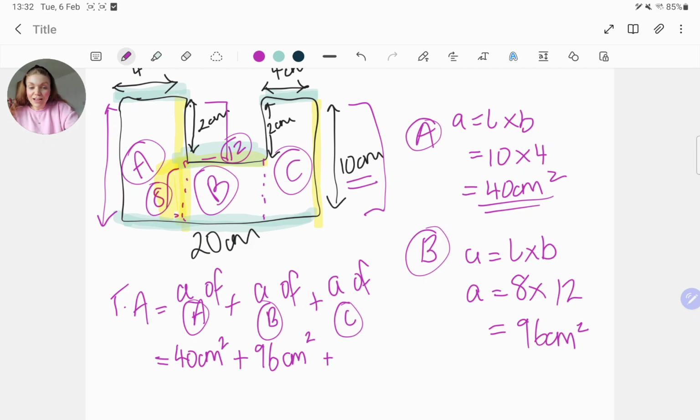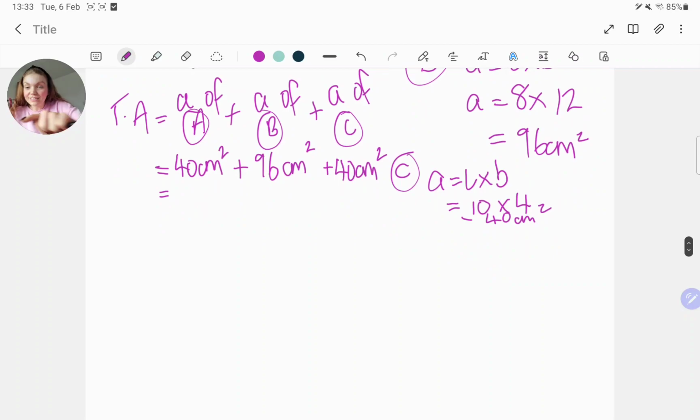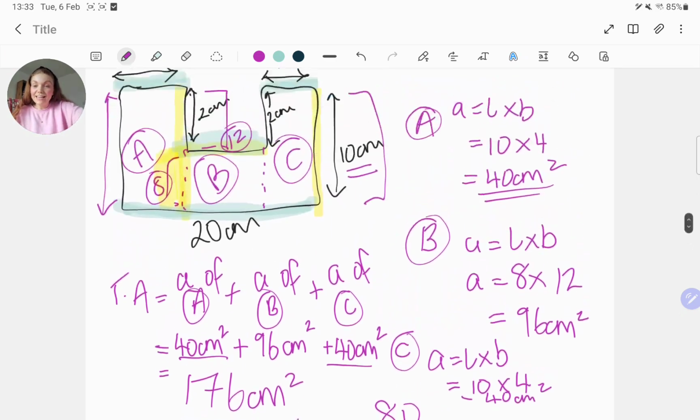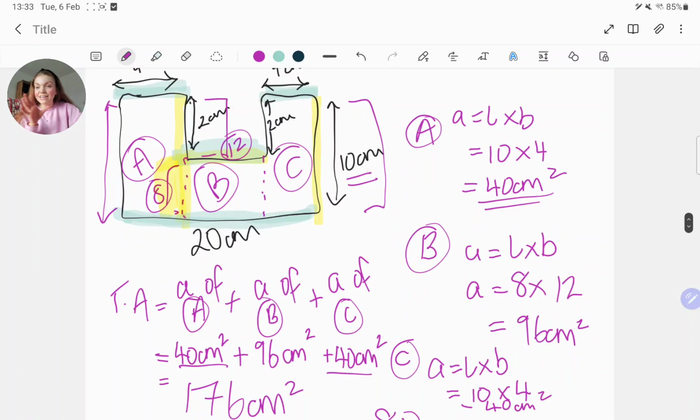Then the last rectangle C, area equals length times breadth, which equals the length, which is 10, and the breadth, which is 4, so it's 40 centimetres squared, so it's actually the same as A. And then what we want to do is we want to add all these up. So we have got 40 and 40 is 80, plus our 96, 6 plus 0 is 6, and 8 and 9 is 17. Good, hopefully you got that. 176 centimetres squared.